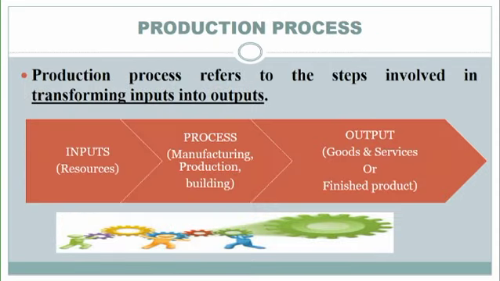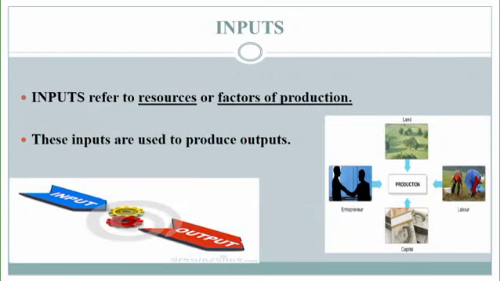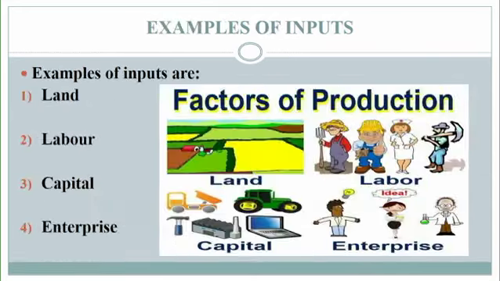What is a production process? The production process refers to the steps involved in turning inputs into outputs. Inputs refer to resources or factors of production. These inputs are used to produce outputs. Examples of inputs are land, labor, capital, and enterprise.